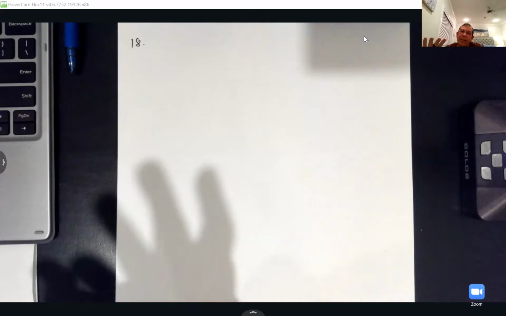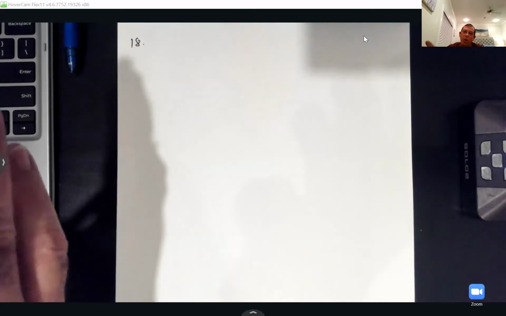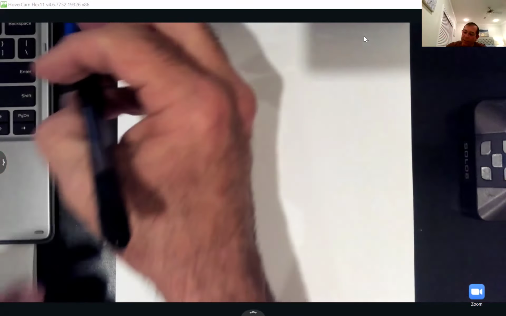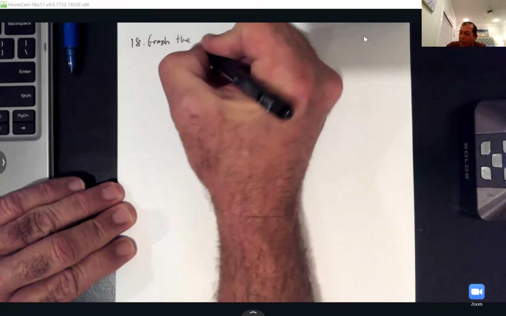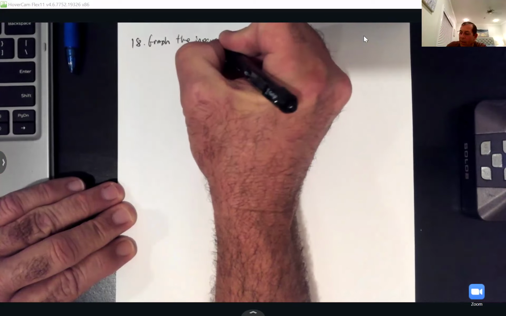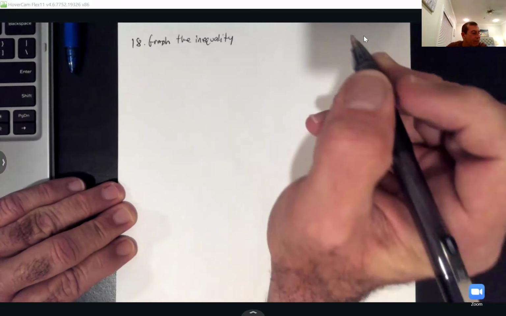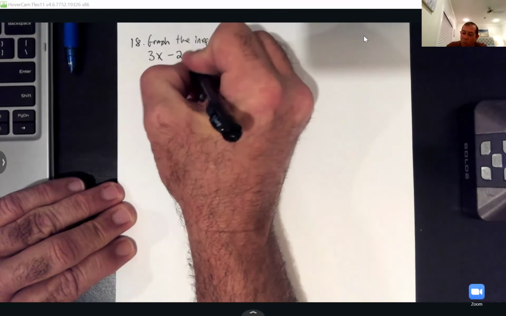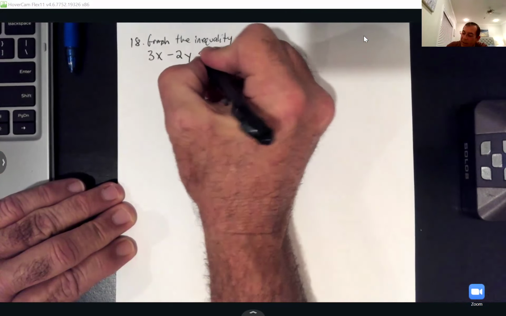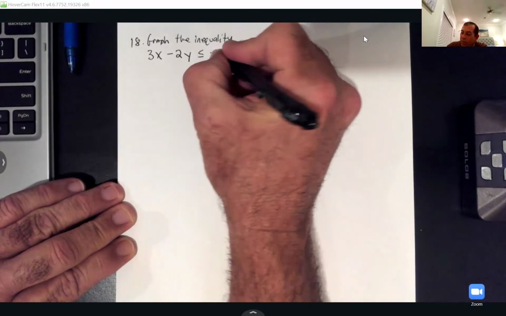And y'all, now the rest of these is just graphing the inequalities where we had to shade. So this one says graph the inequality: three x minus 2y less than or equal to a negative 4.